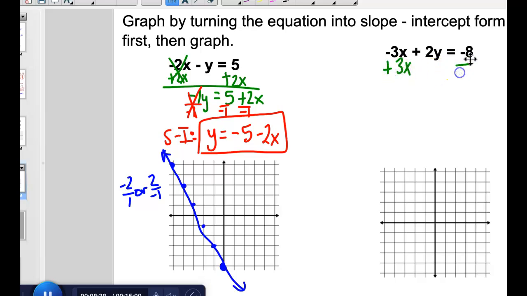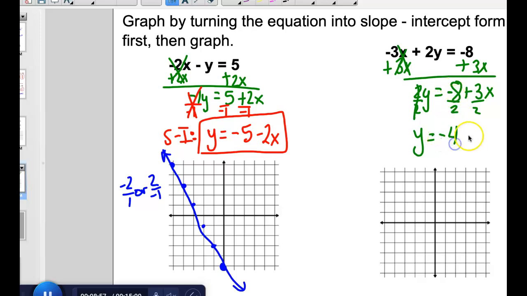Okay, so I'm going to add my 3x. Check your work. Did you add your 3x to both sides? Leaves me with a positive 2y on this side, a negative 8, and a positive 3x on this side. Divide all the parts by 2. Remember, when you're dividing, you're doing all 3 parts. Negative 8 divided by 2 is negative 4. 3/2 stays that 3/2. When I graph it, we start at the y-intercept, the big number of negative 4. Slope, rise of 3, run of 2, rise of 3, run of 2, would be a line that looks like this.